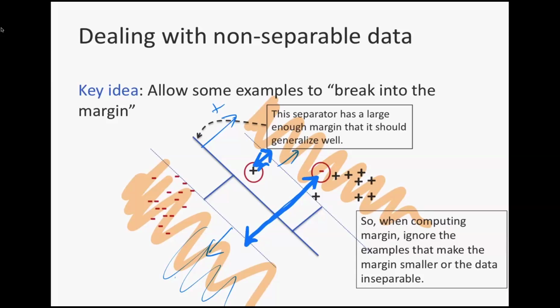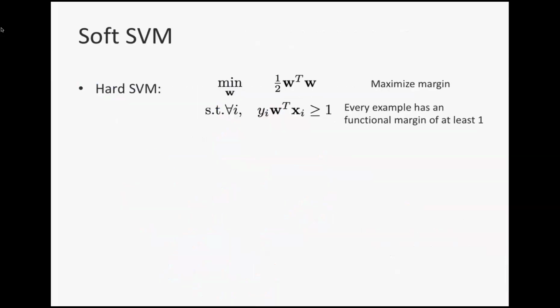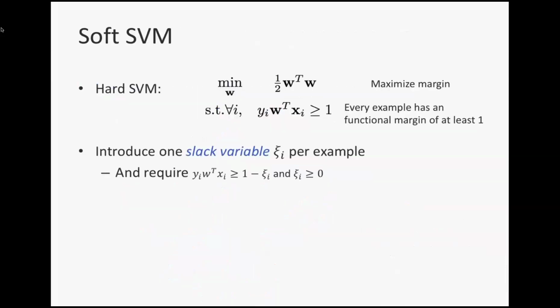is called a slack. I'm going to introduce a slack variable for every single example. I'm going to allow every single example the opportunity to break into the margin, just like this plus and the minus did. So I'll introduce one slack variable for every example. What does it mean to say that it's going to break into the margin? Instead of demanding that y w transpose x should be more than 1, I'm asking y w transpose x should be more than 1 minus the slack.